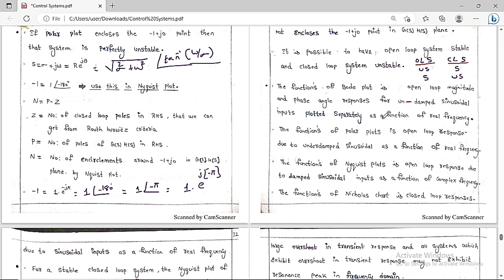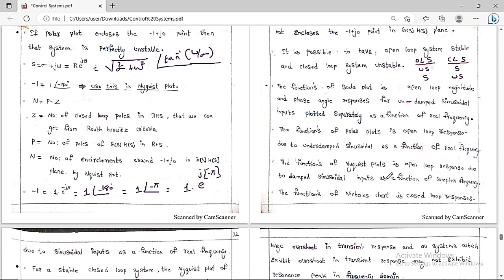Whereas in the case of Bode plot, we are going to have an undamped sinusoidal input, whereas here we have an underdamped, meaning the amplitudes are going to decrease as time goes on. Here we are going to use the damped sinusoid. So this one you always have to keep in mind.